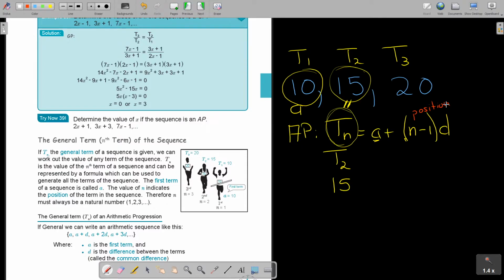And n, now don't forget, that's the position. That's what your position was in the race. This person was first. This position was 1. So his value of n is 1. This person was second. So his value of n is 2. And this person was third. So his value of n is 3. And that is why n can never be negative.